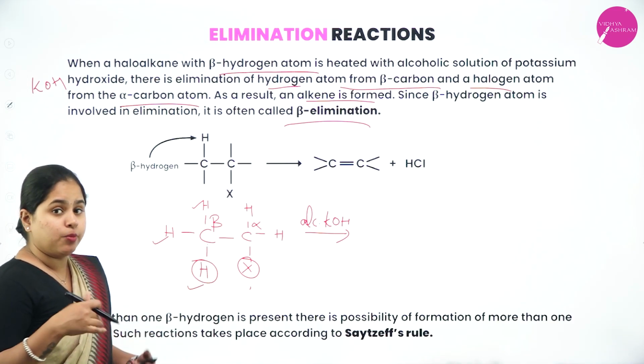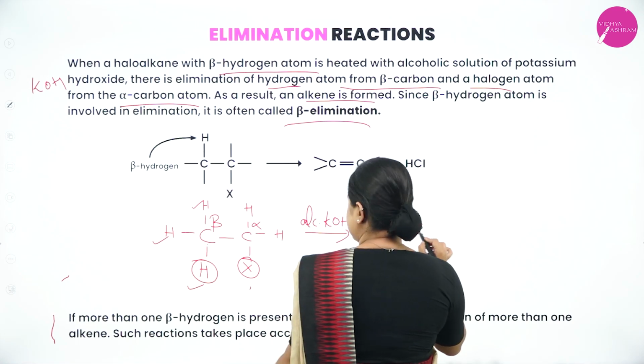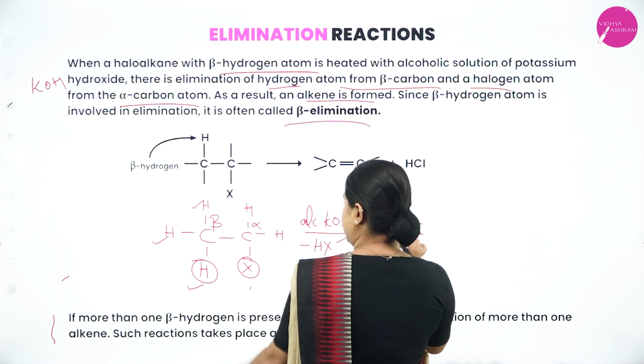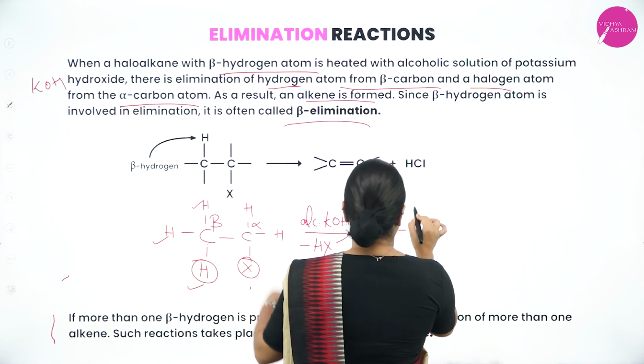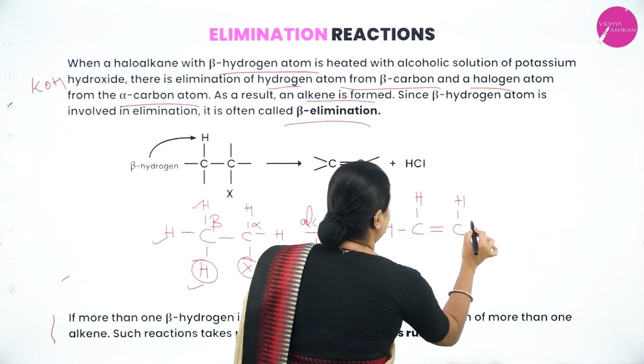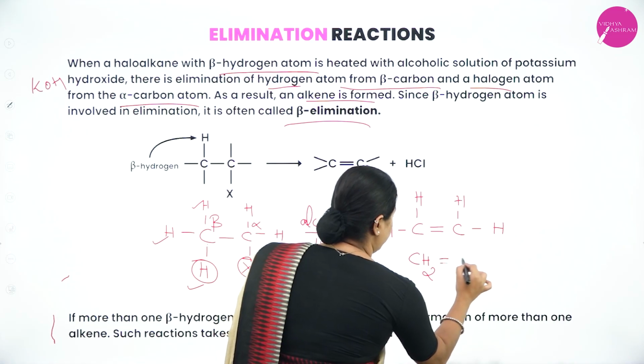So if something is eliminated, what happens? A double bond will be formed there. This is already eliminated. HX is eliminated. What happens? You have C here, you have one hydrogen here, you have another hydrogen here. Then you will get a double bond here and you have another hydrogen. That is CH2 double bond CH2.